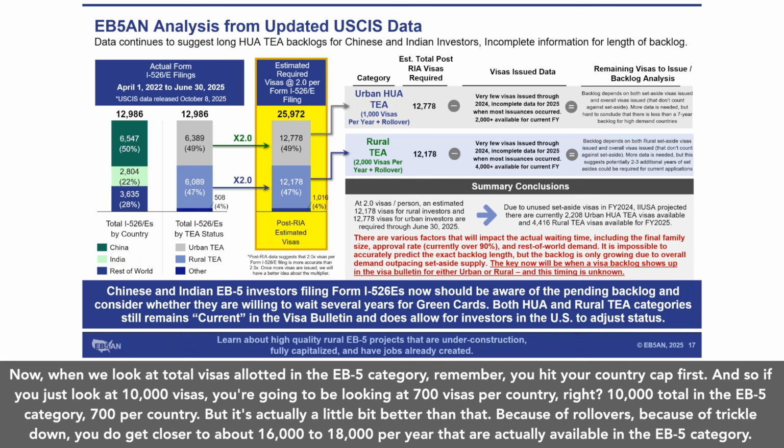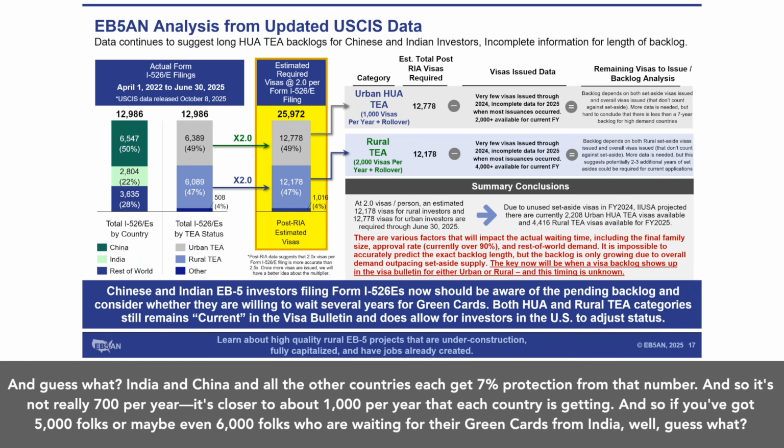Now, when we look at total visas allotted in the EB-5 category, remember, you hit your country cap first. And so if you just look at 10,000 visas, you're going to be looking at 700 visas per country, right? 10,000 total in the EB-5 category, 700 per country. But it's actually a little bit better than that because of rollovers, because of trickle down. You do get closer to about 16 to 18,000 per year that are actually available in the EB-5 category. And guess what? India and China and all the other countries each get 7% protection from that number. And so it's not really like 700 per year. It's closer to about 1,000 per year that each country is getting.